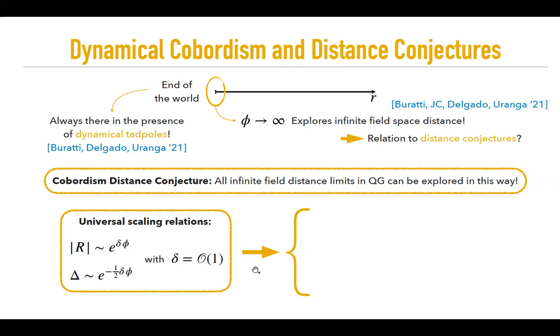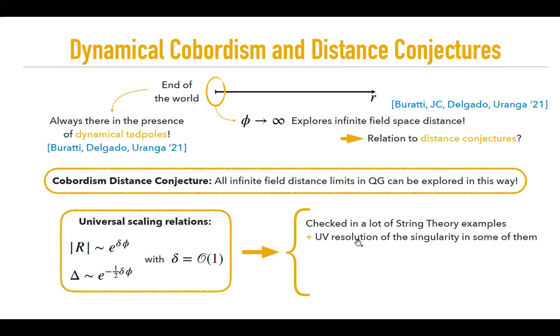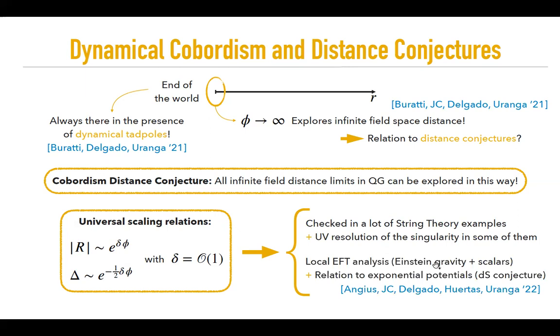And we checked this in a plethora of string theory examples, and in some of them you can actually see how this ultraviolet resolution works, which, as has been already mentioned, is not always an internal geometry that is falling down. Maybe you can have some other kind of brane, something that is absorbing some flux. And also in the last paper, we have some local EFT analysis in which we check why Einstein gravity likes this scaling, meaning that we are dealing with Einstein gravity plus scalars. And we found an intriguing relation to exponential potentials, and therefore maybe a tantalizing link to the distance conjecture.